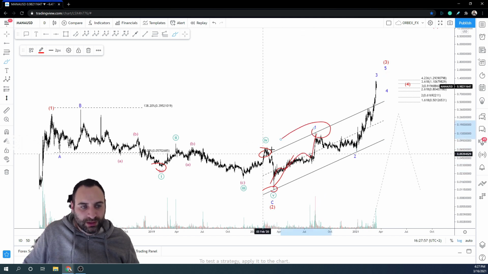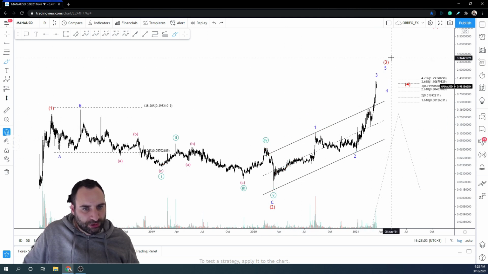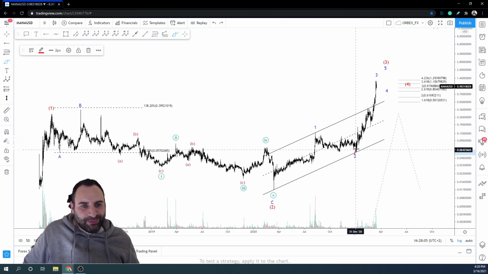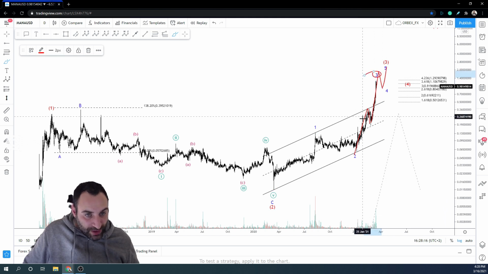Wave 1 done. We can draw an ascending triangle in the minor degree within this internal structure of red 3, and from there impulsively up. This is 1 and 2, guys. This is 3 and 4, guys. And then we're going to see another move to the upside, and this is where we're going to see wave 3 ending.